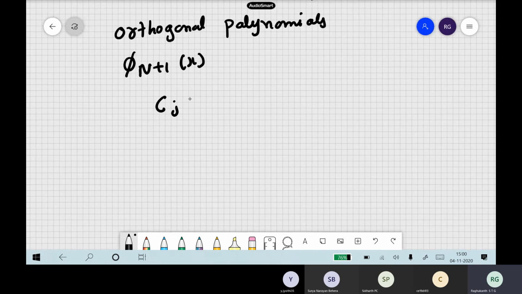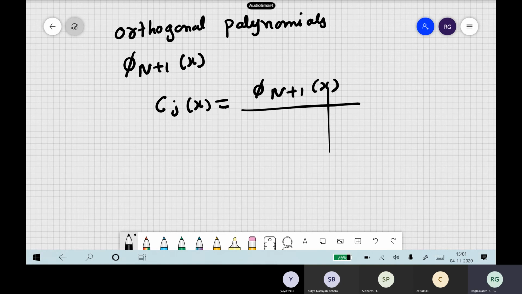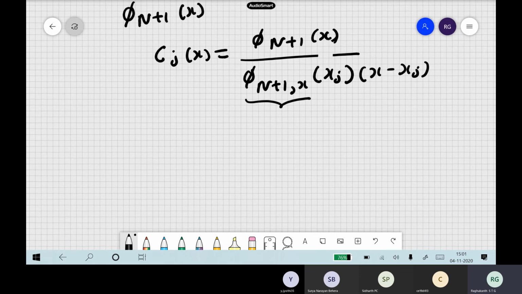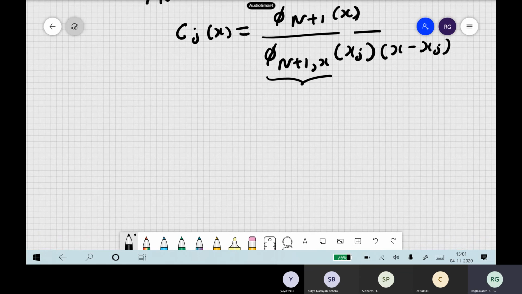So it is given like this. Cj of x, you can write this as phi n plus 1 of x, the orthogonal polynomial, divided by phi n plus 1 prime of xj times x minus xj. This is a derivative. So you are differentiating the polynomial with respect to this function. So if you want it for the Lobatto grid also, you use the Legendre polynomials.